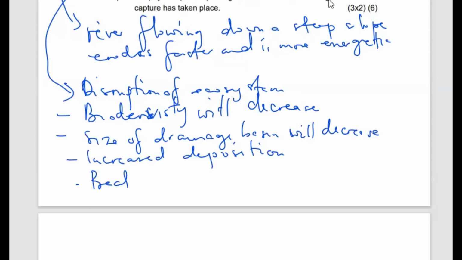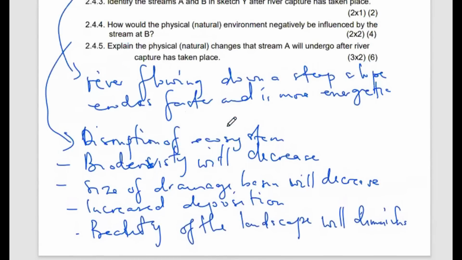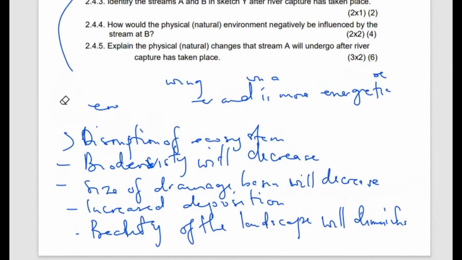The aesthetic beauty of the landscape will diminish. Those are some of the implications on the environment because of stream piracy happening, and apparently because of loss of water in stream B because of stream capture, which has happened upstream.